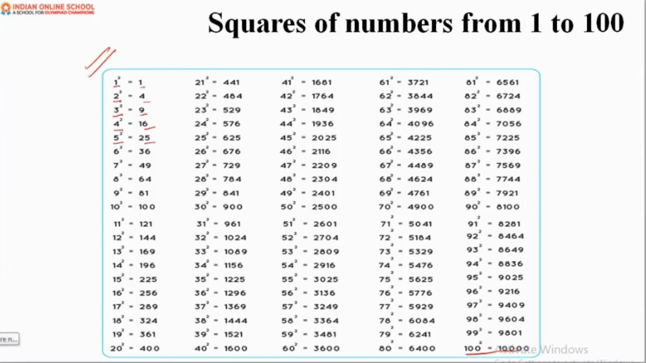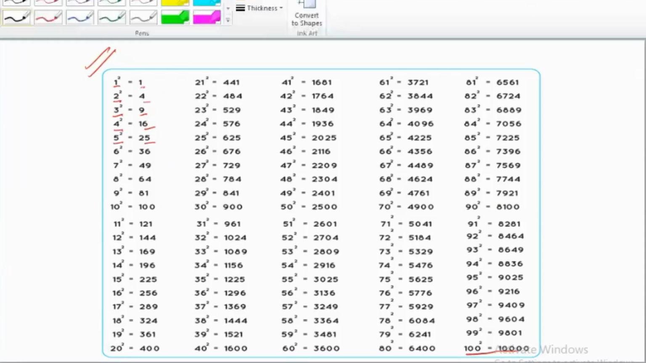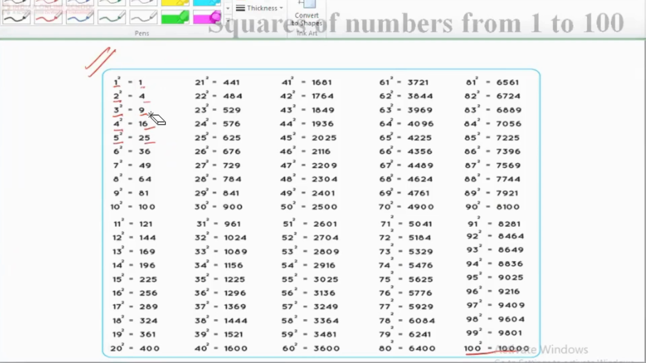Ma'am, the last digit is the same, like the square of 4 is 16, so its last digit is 6, and where there is 24, its unit digit is 4, and in its square also 6 is coming at the end. Absolutely correct. This is the pattern we can note over here. We absolutely correct, Prapti. Very good.